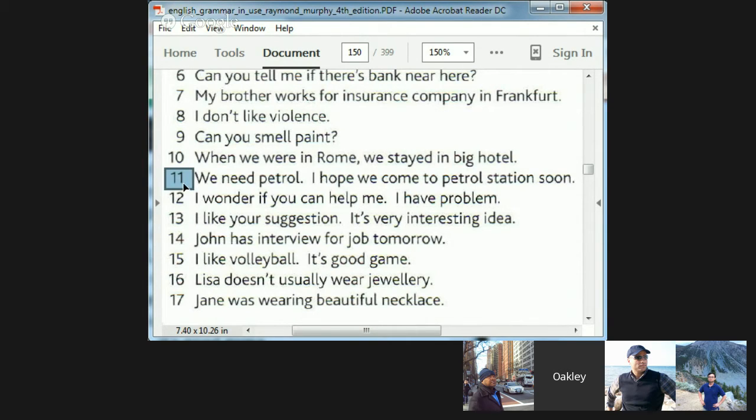Okay, Hogan, number 11. We need petrol. I hope we come to a petrol station soon. The first one we don't need it. The second one I think we need it. Yeah, you're right, because stations are countable. To a petrol station.